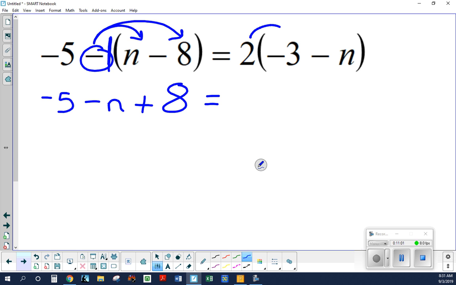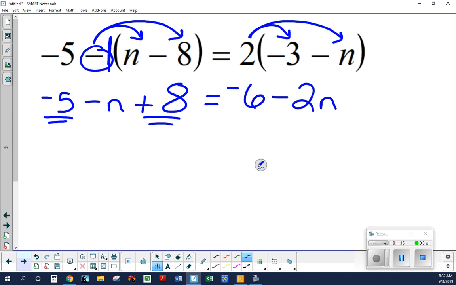On the right side, I'm distributing a 2, so I'm going to go ahead and multiply the 2 by the -3 and the n. So it's just going to be -6 minus 2n. Now, on the left side, I have to combine like terms before I go any further. I want you to distribute and combine like terms before you start moving variables over. So that'll give me a +3, and then I still have -n. There's nothing to combine on the right side because -6 and 2n are not like terms.